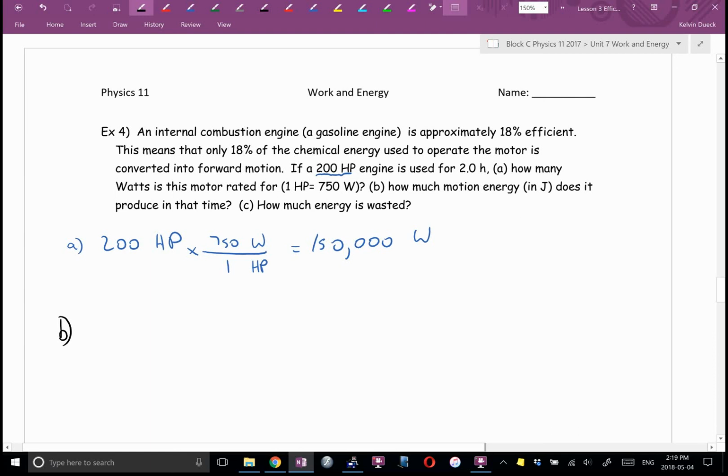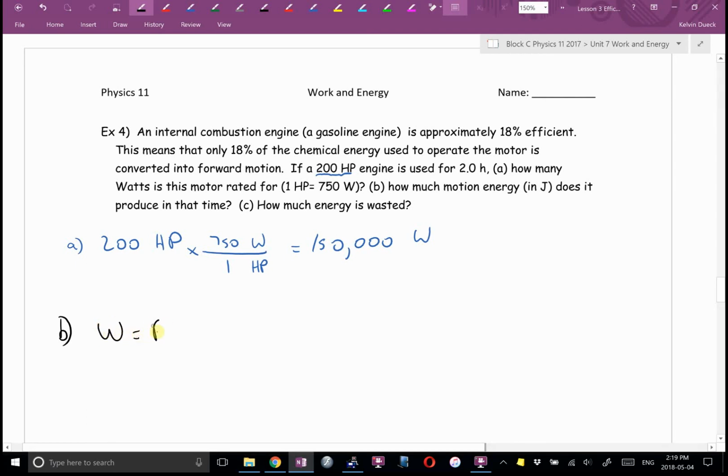Chloe, what's B want me to find? How much motion energy, in joules. So it's work, in joules. What's the power equation? Power equals work over time. Get the work by itself. Work equals power times time.